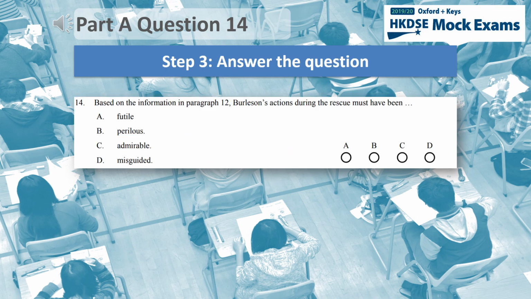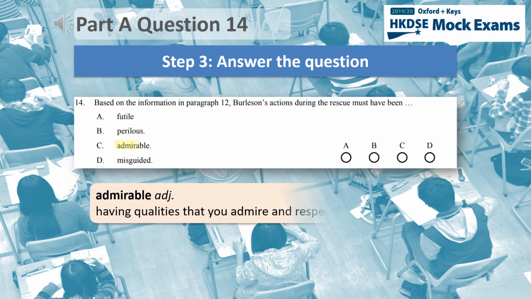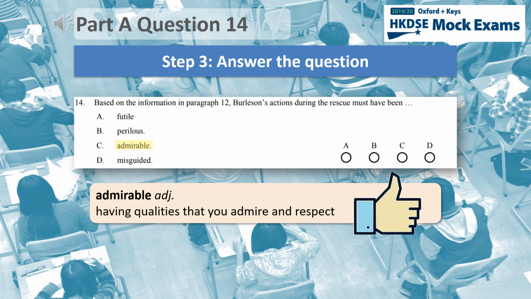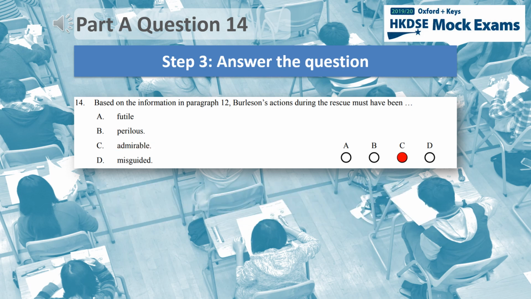Now let's look at the options in the question. The first two words, futile and perilous, are quite difficult. If you don't know what they mean, start by considering the other options. If someone's actions are admirable, it means they are doing something that other people admire. In other words, they are doing something good. We know that Burleson was given an award, so his actions must have been admirable. Still, let's quickly go over the meanings of the other words.